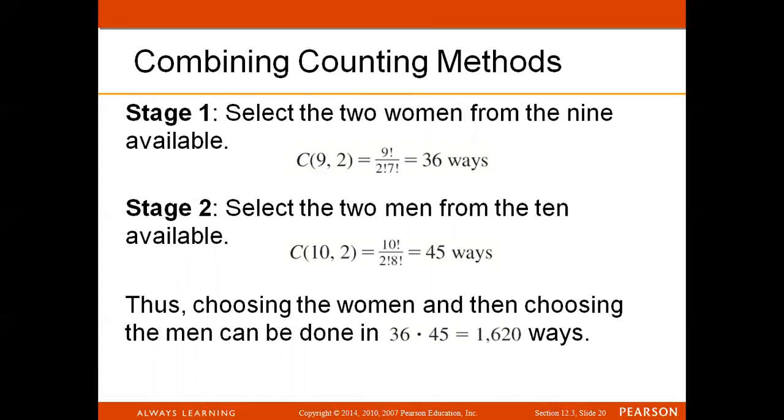Thus, choosing the women and then choosing the men can be done in 36 times 45 ways, which is 1,620 ways.